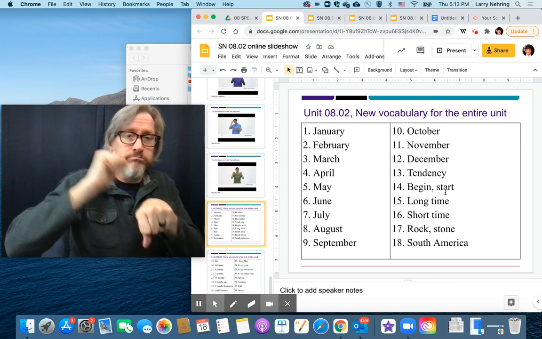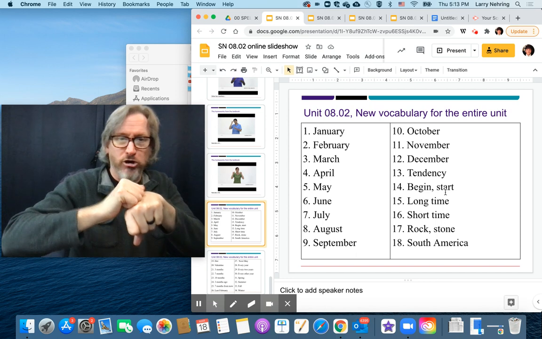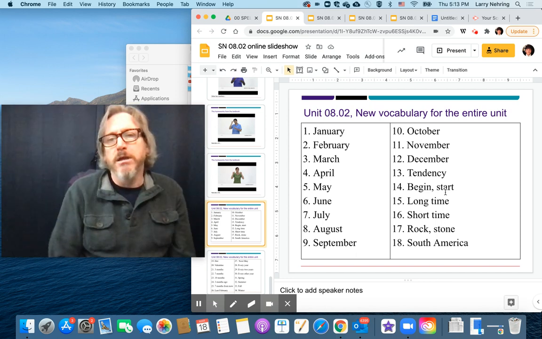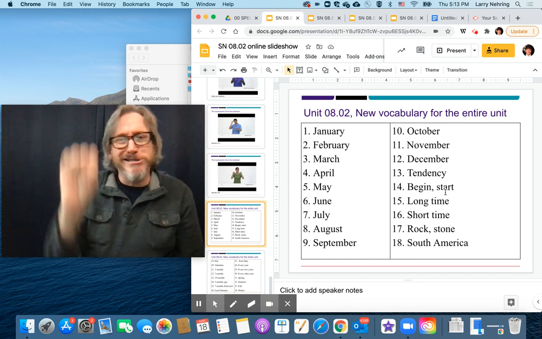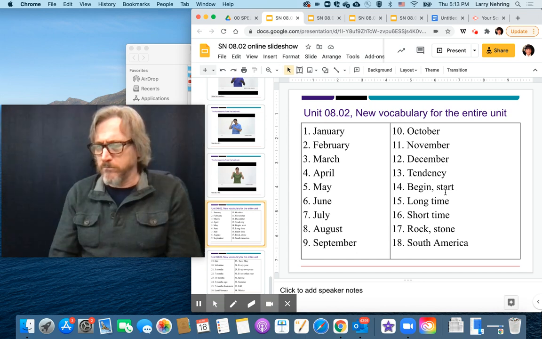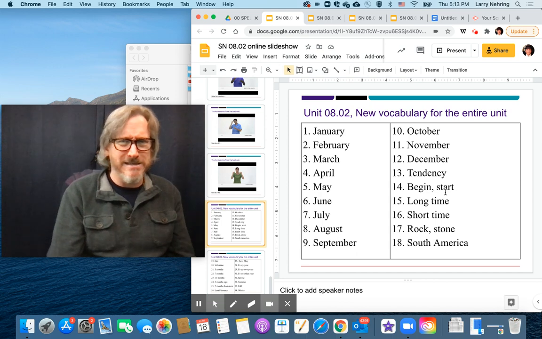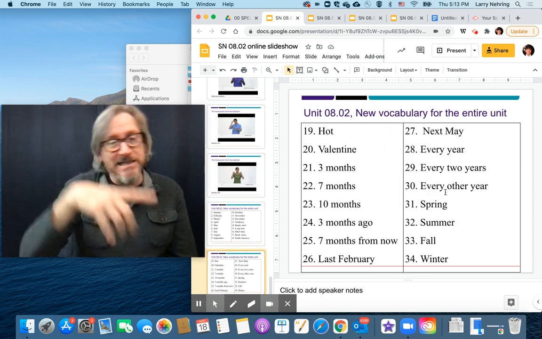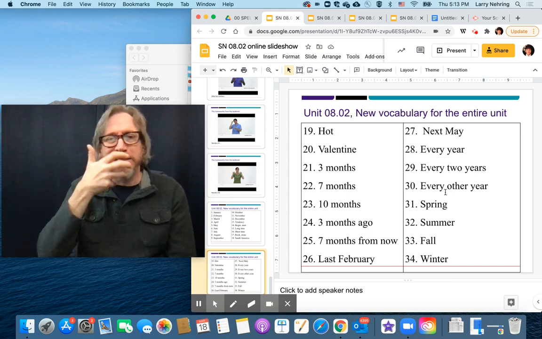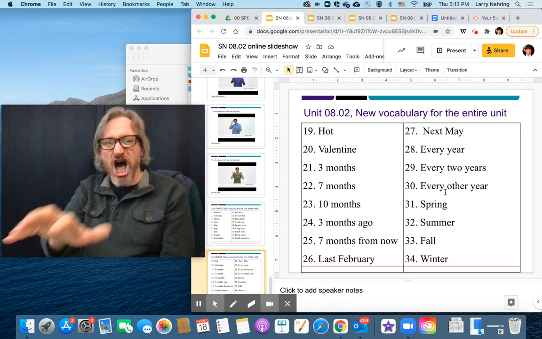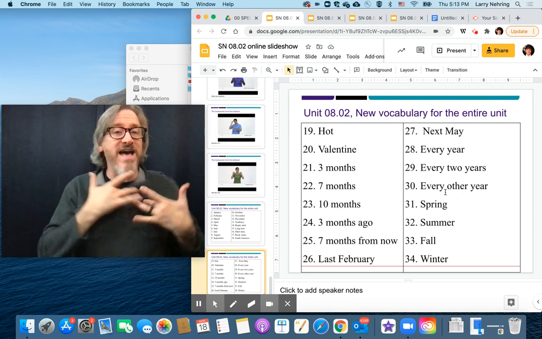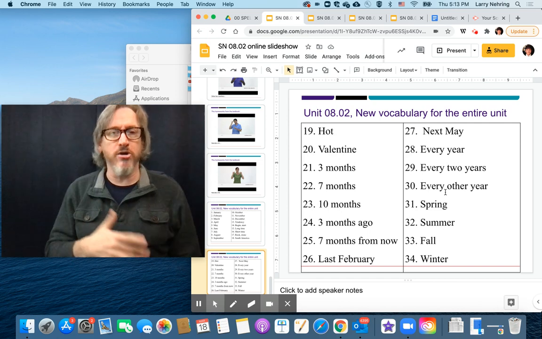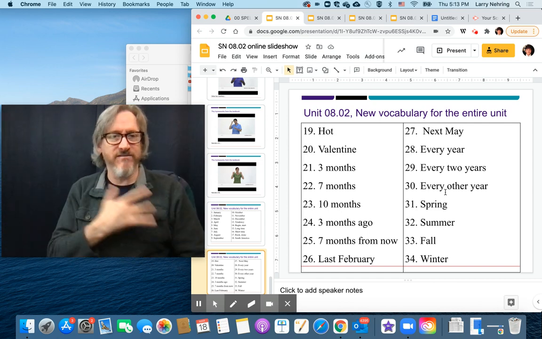Rock or stone. So bang two rocks together. South America. I got to look at those sentences because these seem really random. Hot in the summertime. Hot. Like the hot breath. Hot. Valentine. Just draw your heart with your middle finger. Valentine, or Valentine's Day.